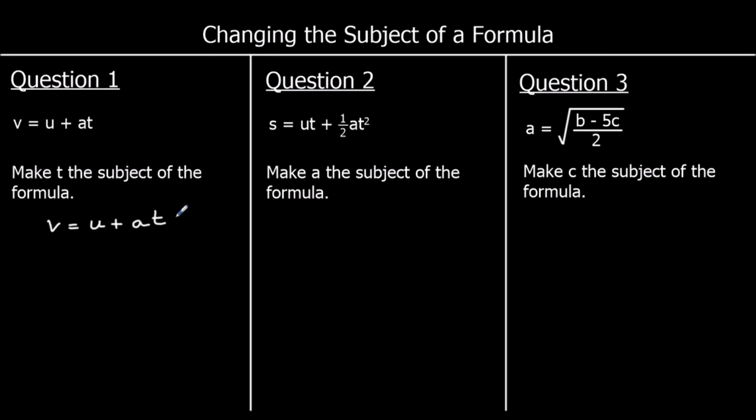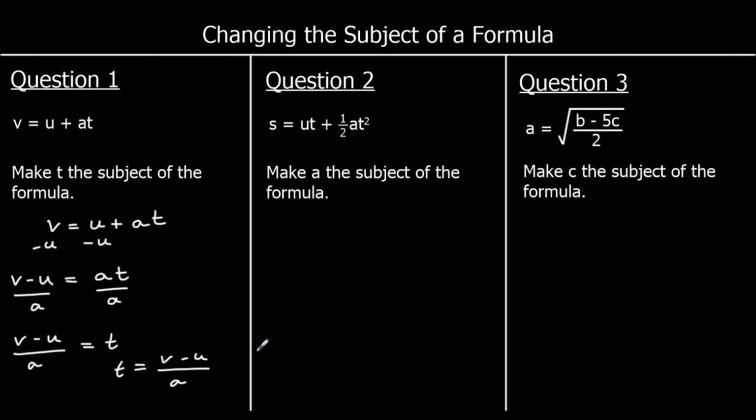We want t by itself. So if we take u away from both sides, v minus u equals at. To get t by itself, we need to divide by a. So divide both sides by a. So v minus u over a is equal to t. Or we could write it the other way round, so t equals v minus u over a.